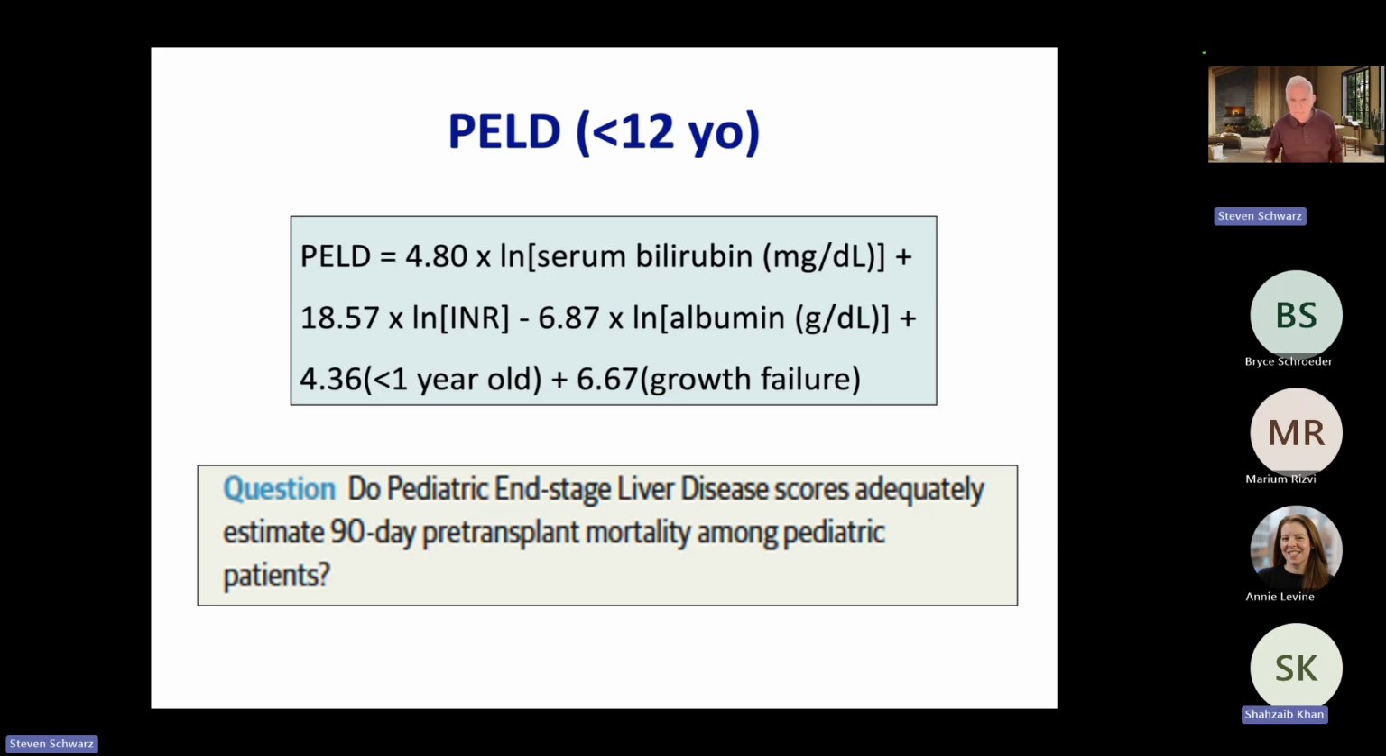Sorry, go ahead. Do we need to remember these formulas for the boards? No, you don't need to know them. You need to know what they are, but no one's going to ask you to do this.